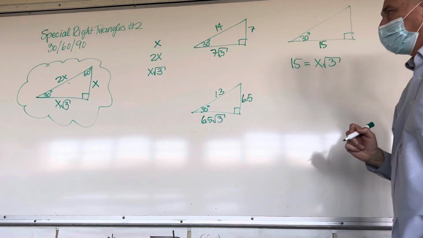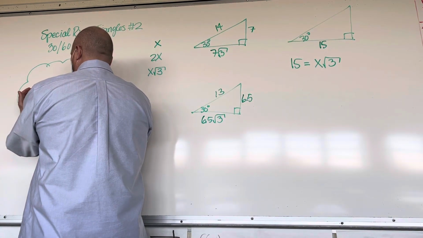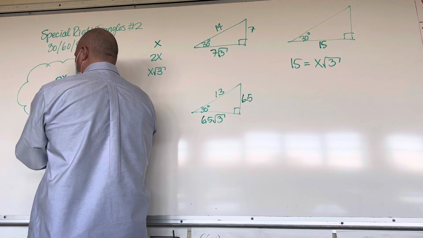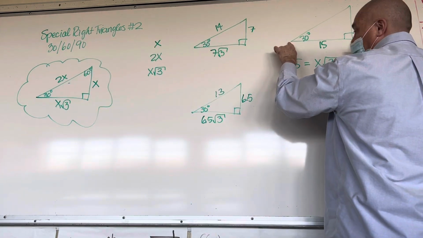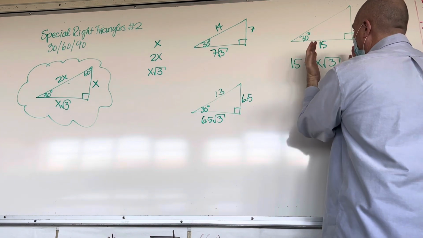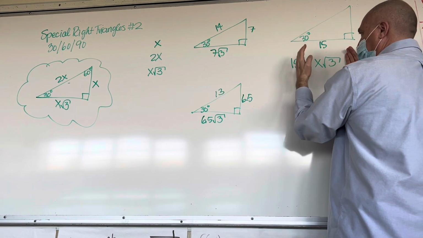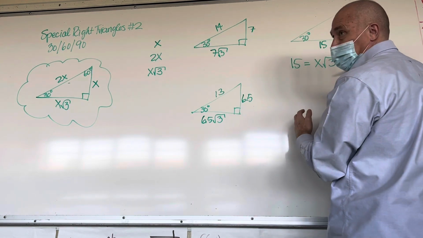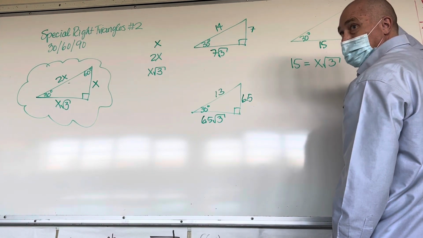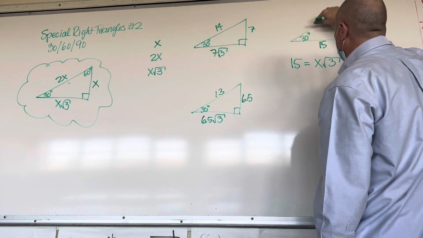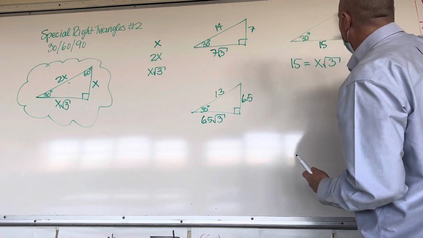Why? Because the pattern tells us that whatever x is here times the square root of 3 has to now be equal to 15 for this problem. So whatever x is, if we can figure out x here times the square root of 3, that results in 15. This x will then be the length of this side, and we'll multiply that by 2 to get the length of this side.